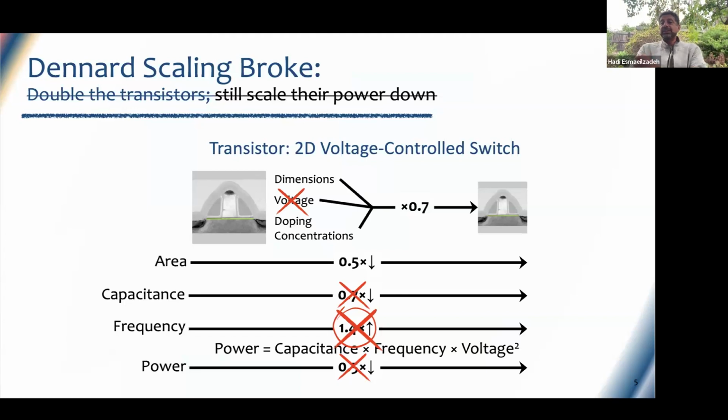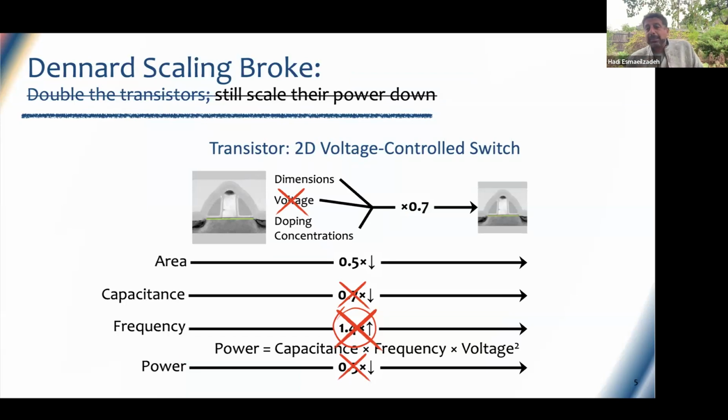But the technology that powered it is Dennard scaling, based on which you can take a transistor and scale its area, capacitance and frequency in such a way that its area is going down and its power is going proportionally down, becoming half every generation.